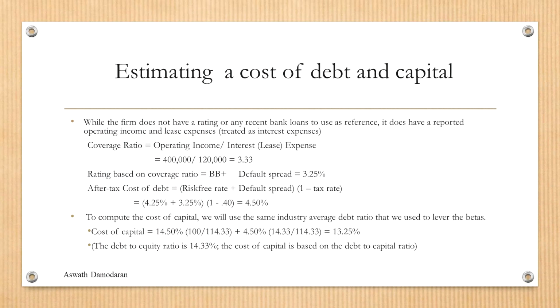Once you have the cost of equity, the cost of debt, and a comparable debt-to-equity ratio, which is the industry average, then you can calculate the weighted average cost of capital, which is about 13.25%.